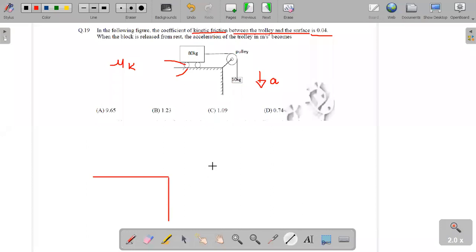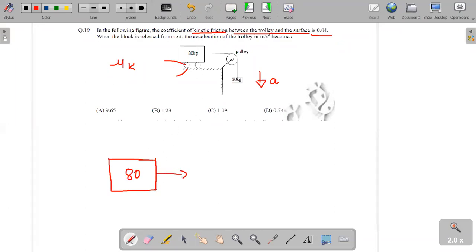So for this question, what will you first do? हमारा first approach क्या होगा? We will go step by step. We have to make a free body diagram. Yeah, free body diagram. First for the 80 kg बनाते हैं.